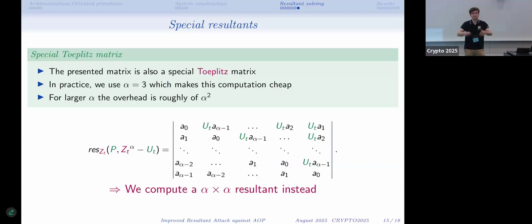And so we can reduce this whole computation down to what we call the special resultants, to an alpha times alpha matrix. So there are several cases here. And this matrix is also a Toeplitz matrix, so it's a special matrix that's already been studied. In practice, most of the instances we target have alpha equals 3. We already reduced to a very small 3 times 3 matrix. We can almost consider this constant time, meaning it's very practical for practical tests of the attack. And if alpha is larger, we have better algorithms with overhead roughly alpha squared. And so that gives us this very efficient way of computing resultants.